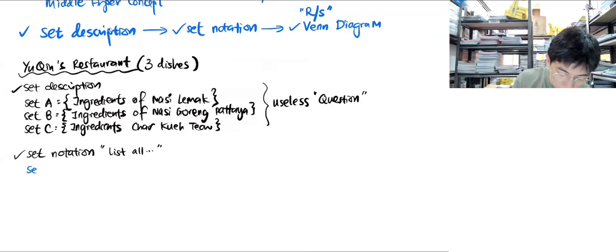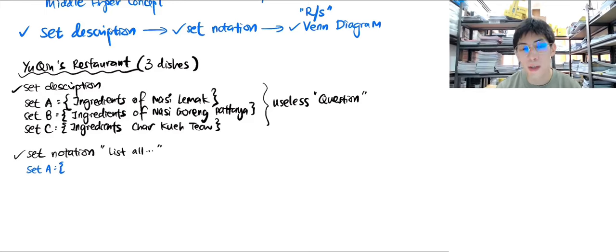Okay, so everybody, let's start with set A. You're going to suggest some ingredients so I can put them inside. I didn't prepare all these things, I just prepared the three dishes. So you're going to tell me all the ingredients. Okay, so nasi lemak, come, start off with what? What are the elements inside? Tell me the first one.